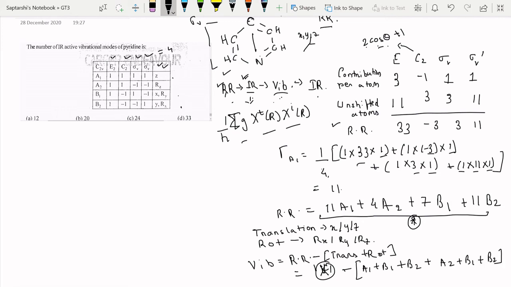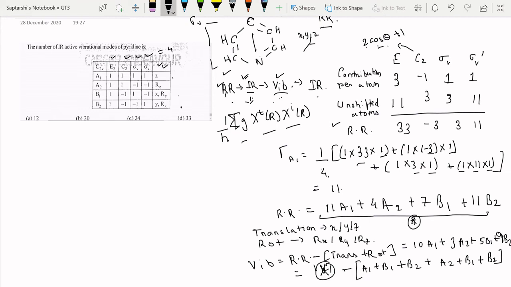So what do we finally get over here? I'm writing it over here. The final solution which we get from this calculation is 10A1 plus 3A2 plus 5B1 plus 9B2. Okay, it's a simple calculation actually which we have done. So we have got this part, and the third part is also done.